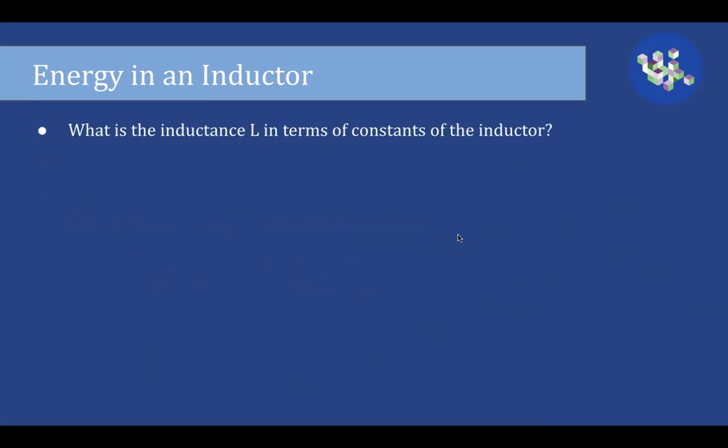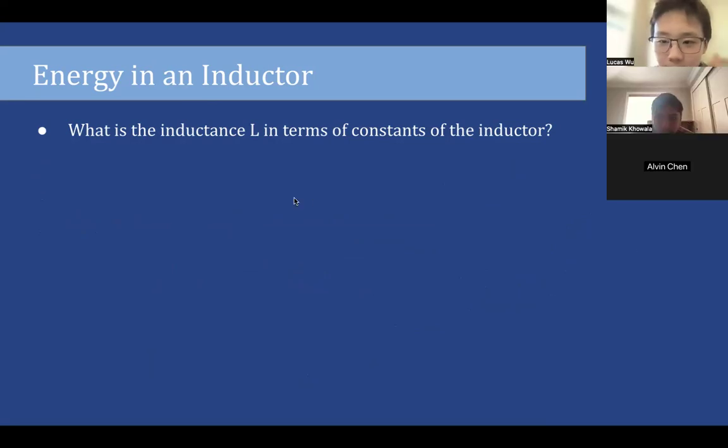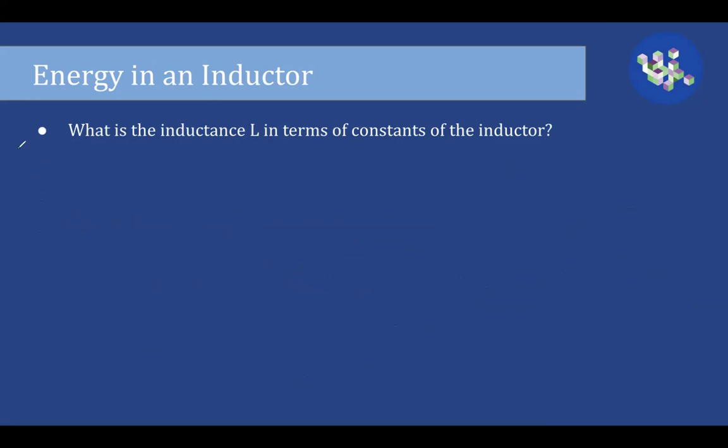What is the inductance big L in terms of the constants of the inductor? How about this time, let's say we have a toroidal solenoid. Last time, in the previous slide, I did a cylindrical solenoid. Let's do a toroidal solenoid that acts as an inductor instead. I'll give you some time to work on it.